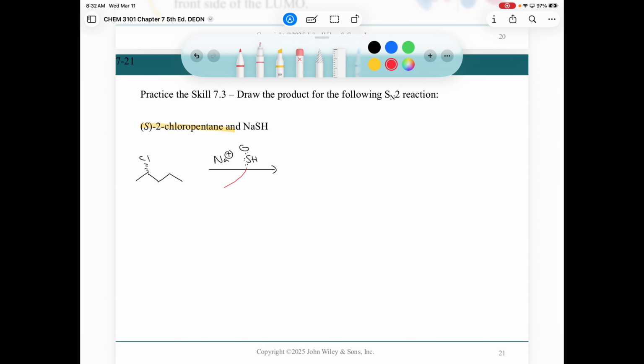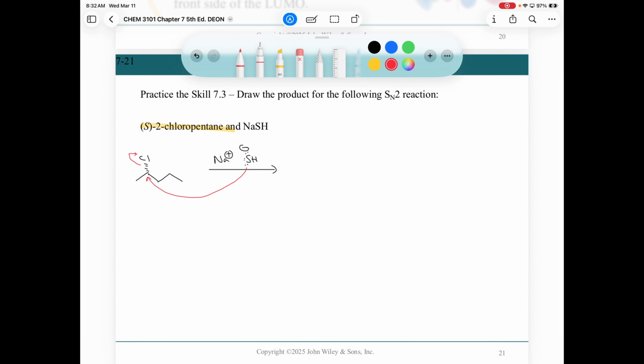Here's our nucleophile. We're going to draw a nucleophilic attack on our alpha carbon, right? That's our electrophilic carbon. We went over this in chapter 6. Which carbon is electrophilic? It's the one attached to the chlorine. Is chlorine a good leaving group? Yeah, it's a beautiful leaving group. So that's going to happen.